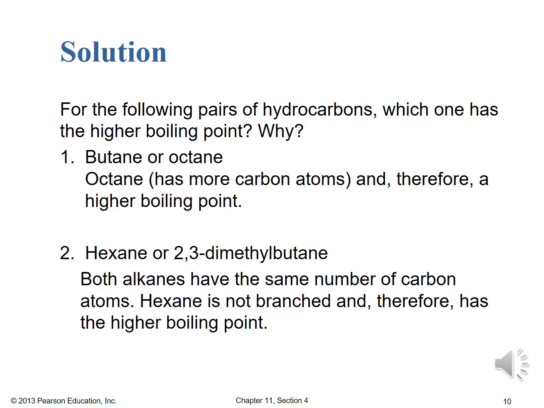All right, so for number 1, we're dealing with straight chain alkanes, and butane compared with octane? Well, butane's a 4-carbon chain, octane's an 8-carbon chain. So octane, we'd expect to have the higher boiling point because the rule is the more carbon atoms in a straight chain alkane, the higher the boiling point.